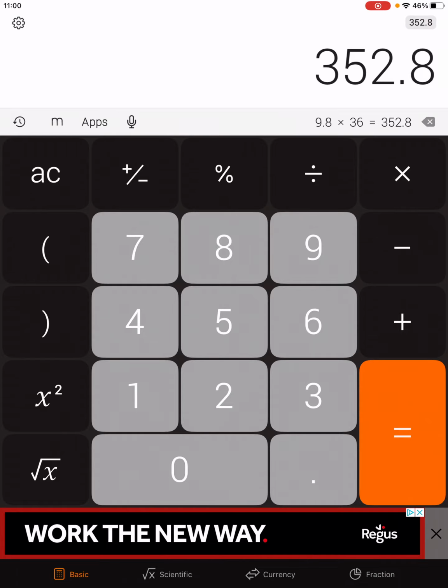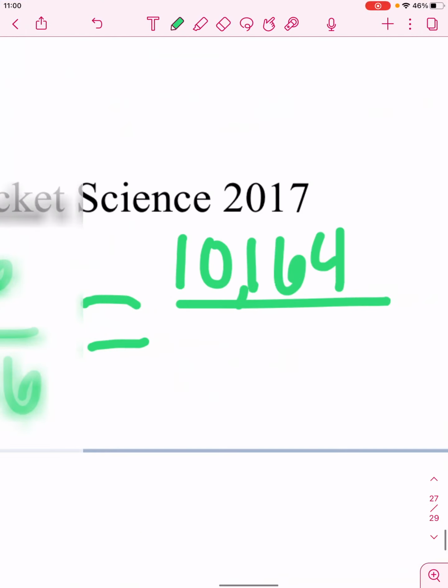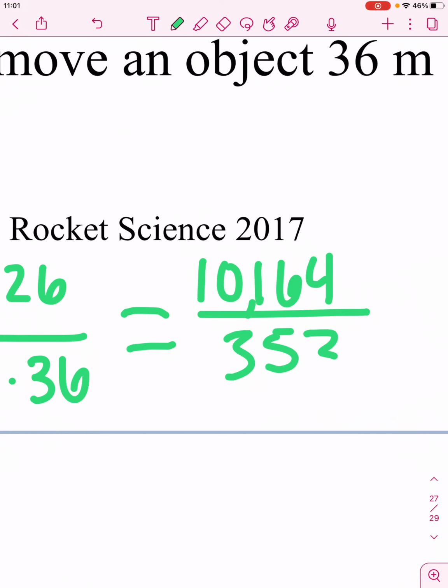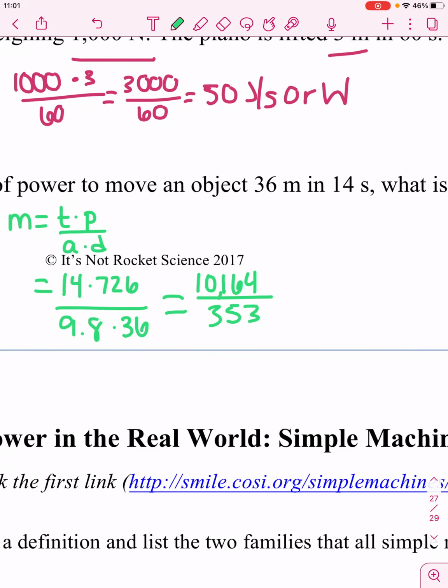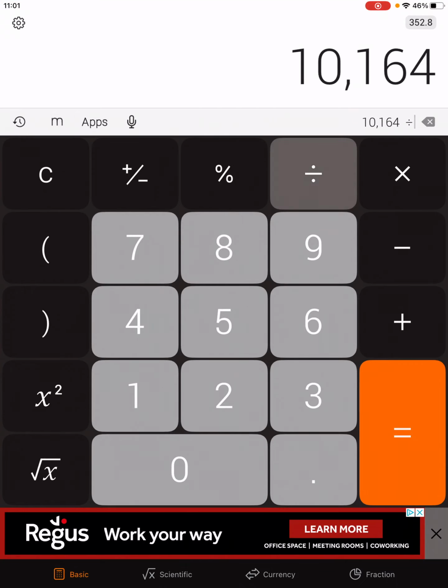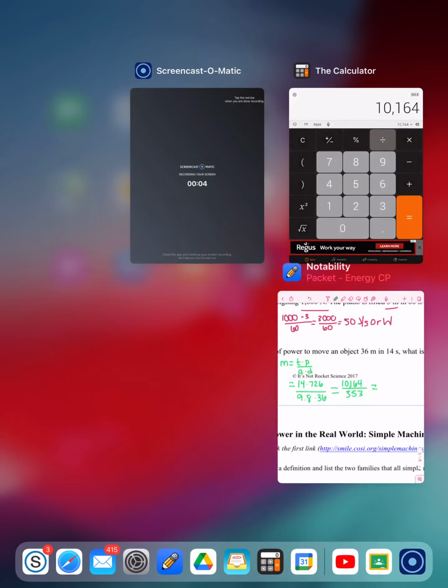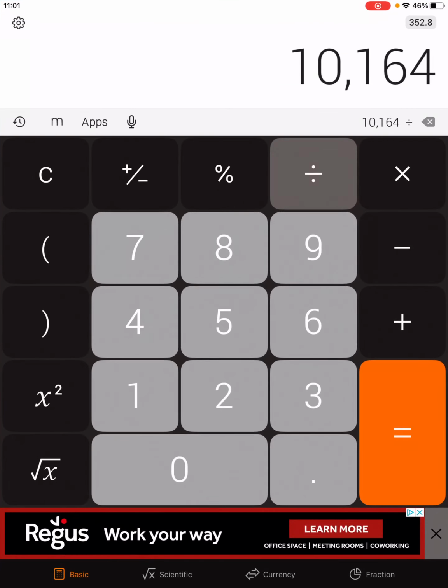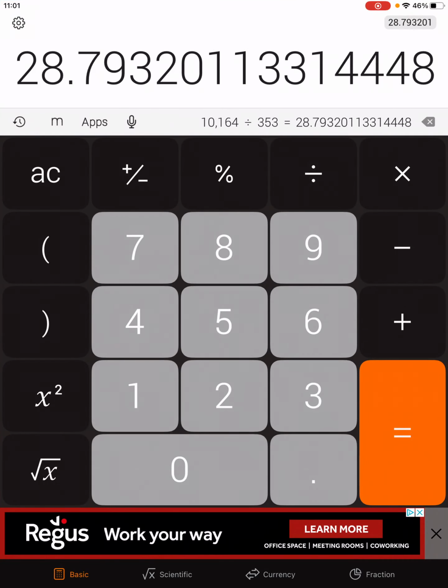All right, so then we just simply simplify this. 10,164 divided by 353. I get 28.8 if I'm going to round here. 28. Okay, and so that will be your final answer. Just in terms of mass units, we want to make sure that we get the right units in there, so that'll be kg, kilograms. All right, and then that's all I have for you today.